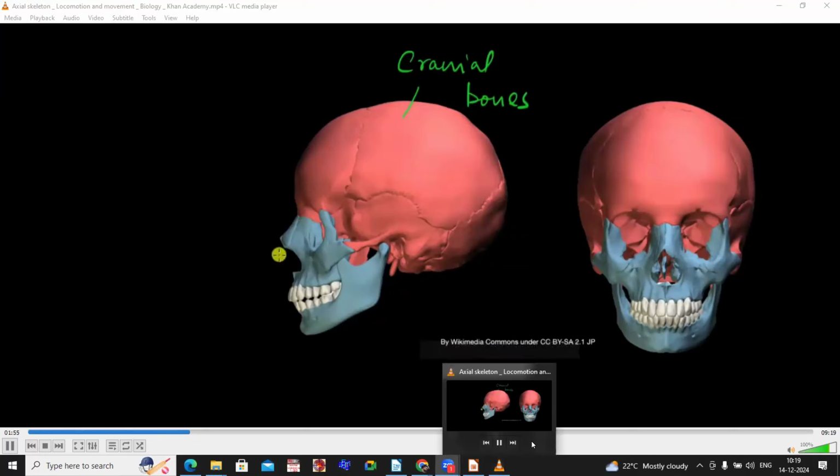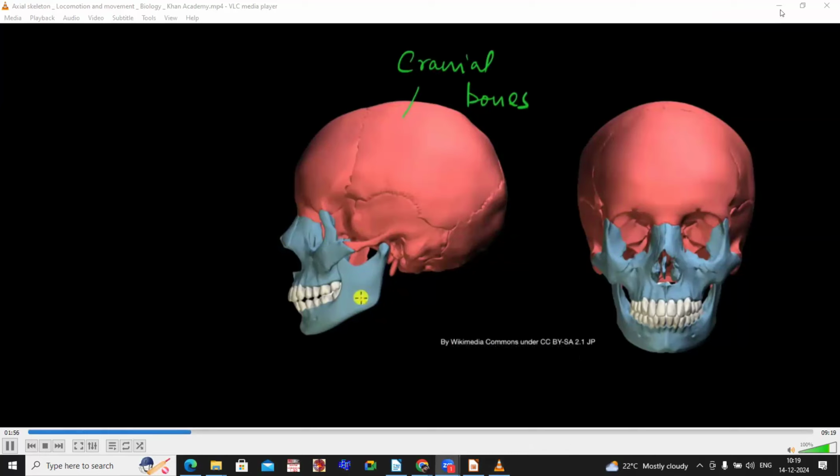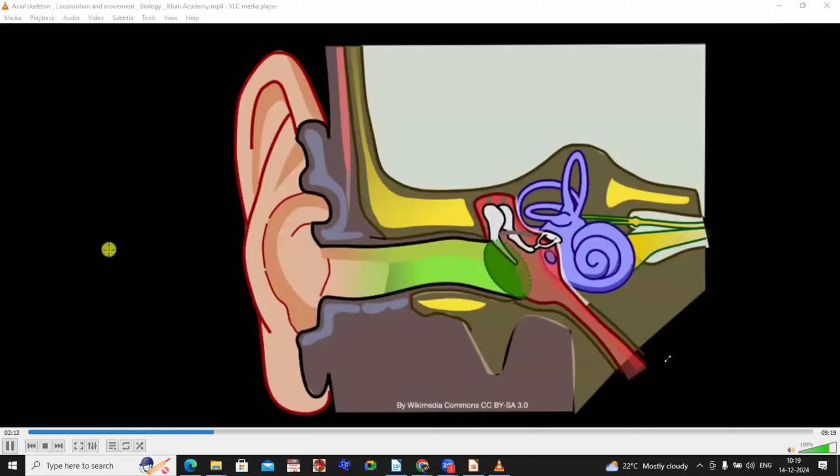And what about the blue part? These bones, the blue bones, are called facial bones because, as you can see, they make up the face. Now, other than the cranial bones and the facial bones, the skull has a few more bones. Six of them are present inside the ear.